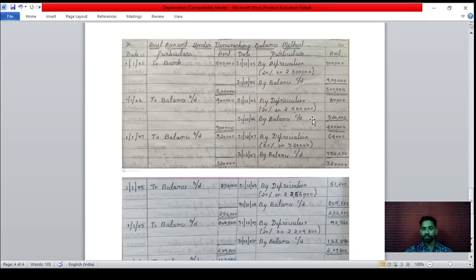So it will be the opening balance for the next year. It means what, for the 2007. First January 2007, to balance brought down, opening balance is 3,20,000. After using this 1 year, it will end on 31st 12 2007.